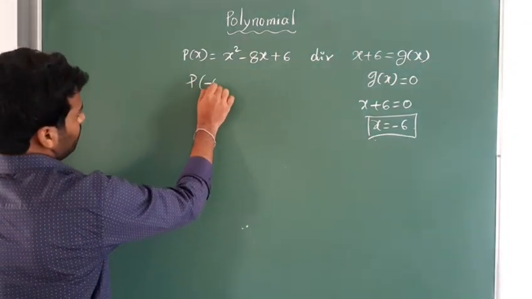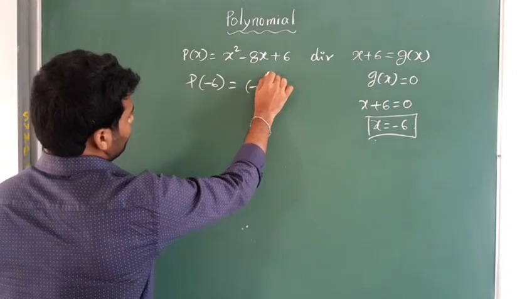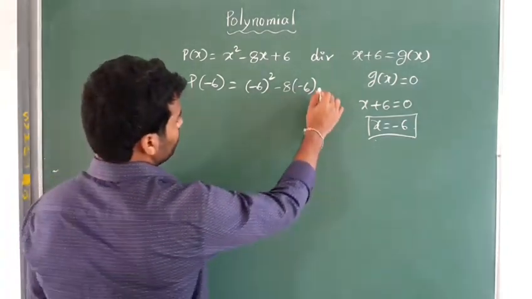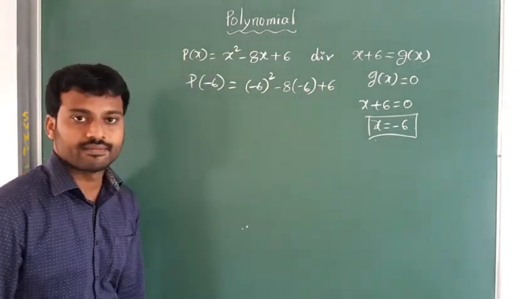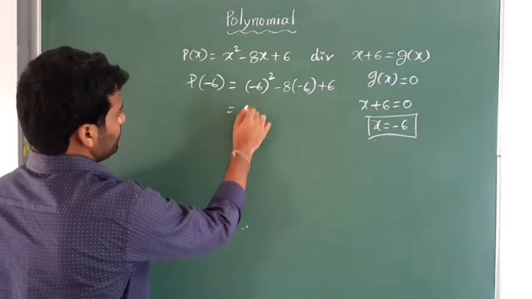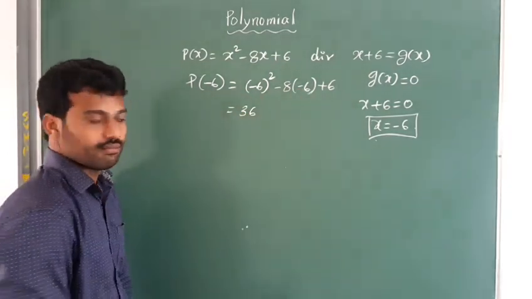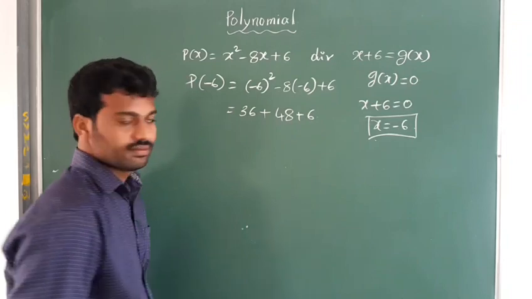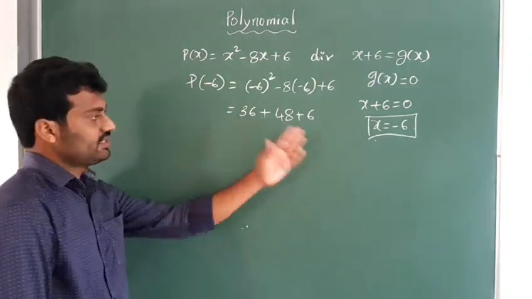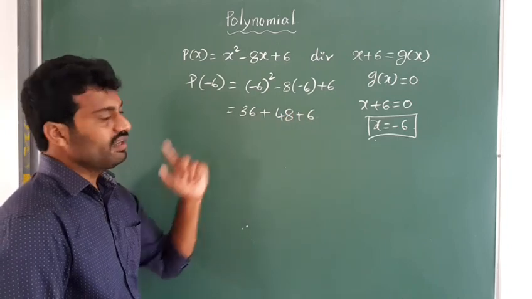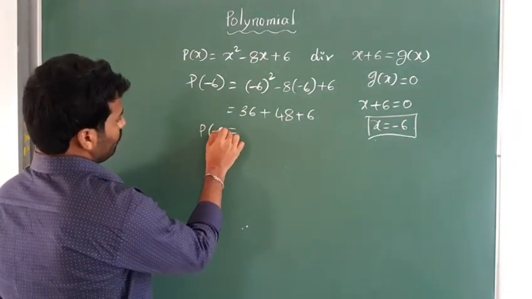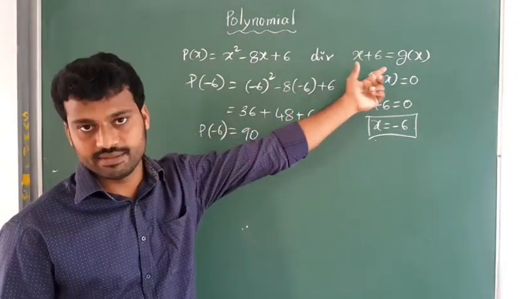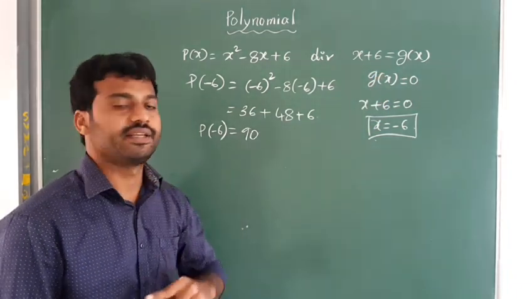Just substitute p of minus 6: minus 6 whole square minus 8 into minus 6 plus 6. So this is plus 36, minus into minus is plus, 8 sixes are 48, plus 6. Clear or not? So simplified: 36 plus 48 is 84, plus 6 is 90. So when this polynomial is divided by this one, the remainder will be 90.